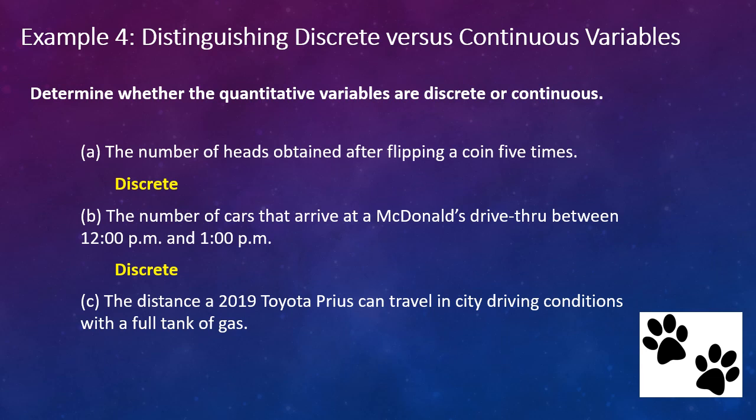The distance a 2019 Toyota Prius can travel in city driving conditions with a full tank of gas. Well, I could have different Toyota Priuses. I don't know the city. I could have different conditions in the city. I could have different measures from the different Toyotas. And I could also measure the distance in different units of measurement, from miles, etc. So this is continuous. There's a lot of different potential answers there, and really it's an unlimited or infinite number of potential answers.